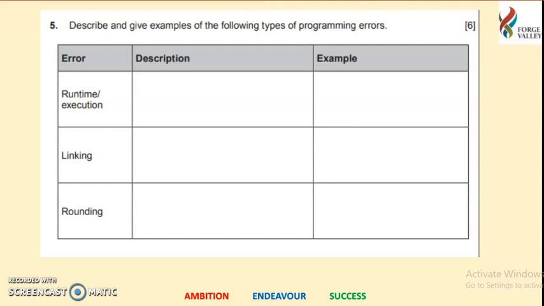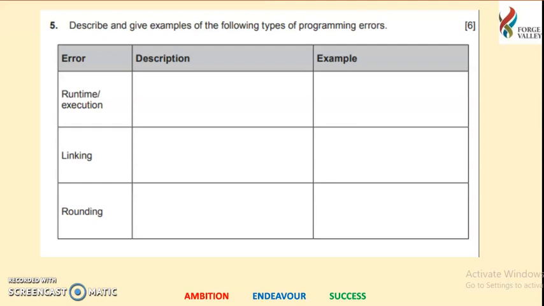A linking error, we've not really talked about this, but I was sort of hoping you could make that link. This is when, if you have a math library in Python and you want to use a square root function, if you've not linked those two together, it's not going to work. So it's about linking functions, libraries to code.